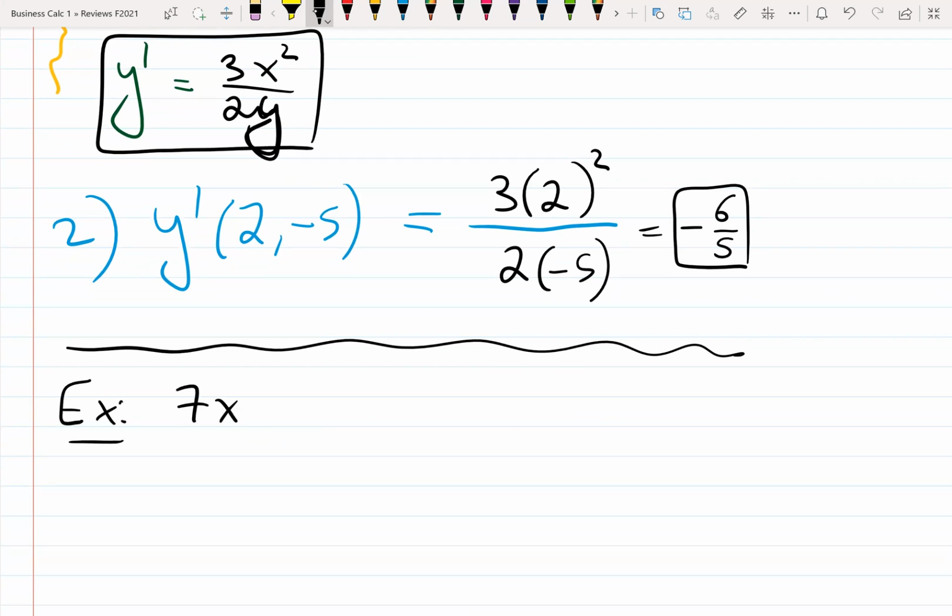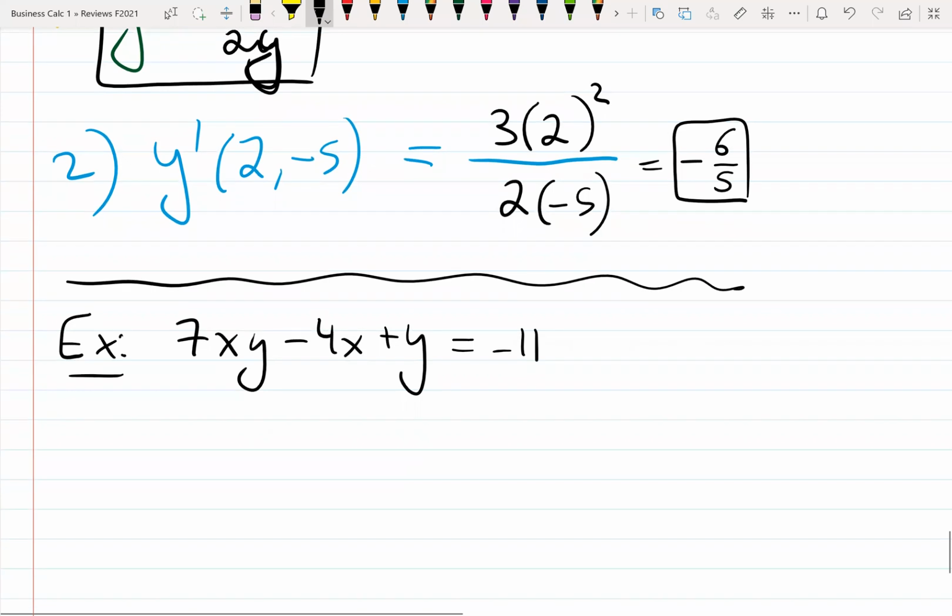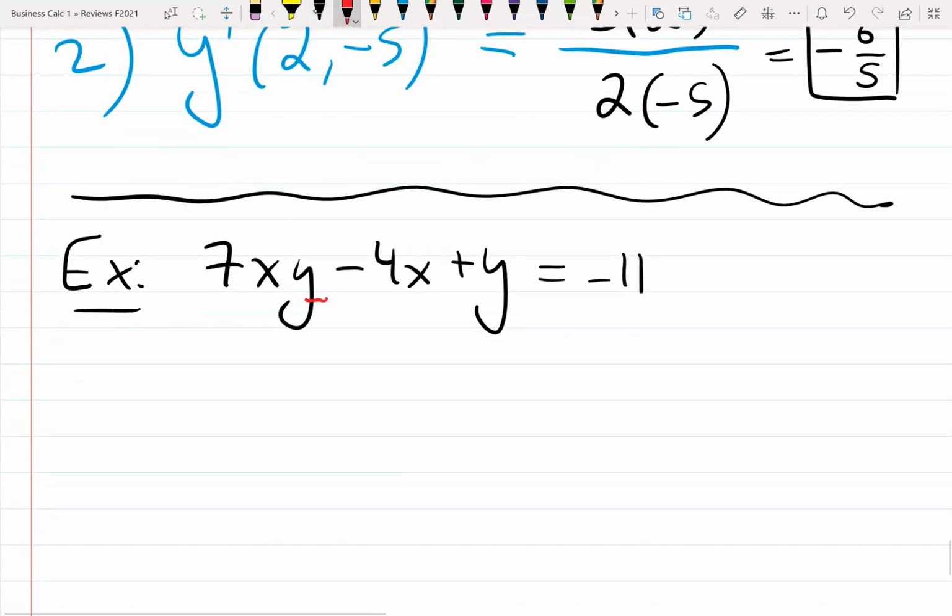If you have 7xy minus 4x plus y equals minus 11, this is product rule over here. And this is where students get stuck. The product rule or quotient rule. Product rule because here x and y are both variables. X is the independent variable, y is the dependent variable. Y depends on x, and that's why chain rule is involved.